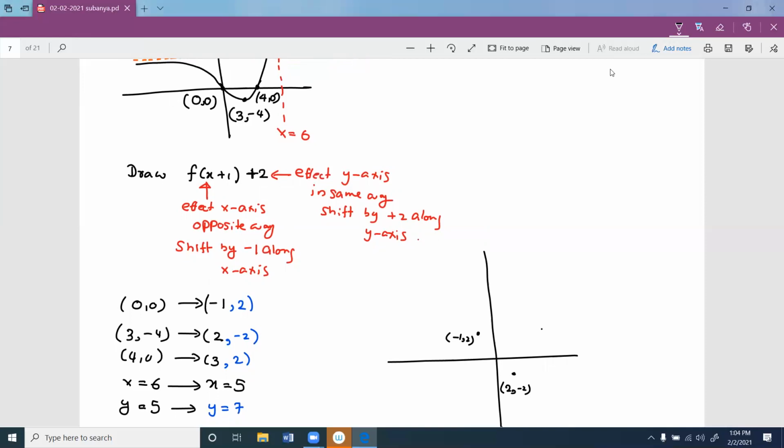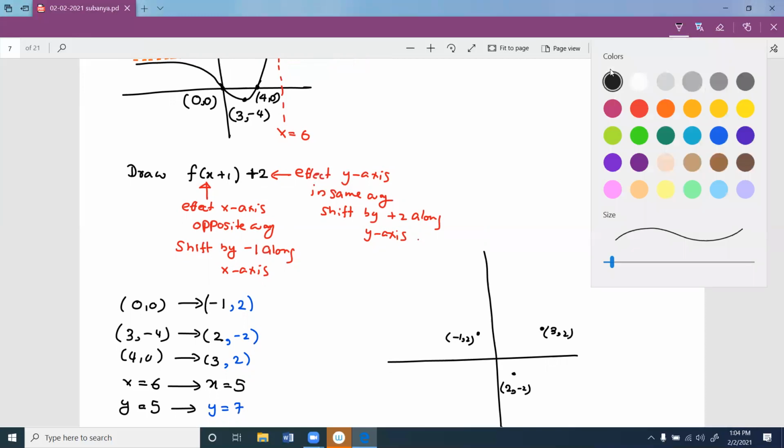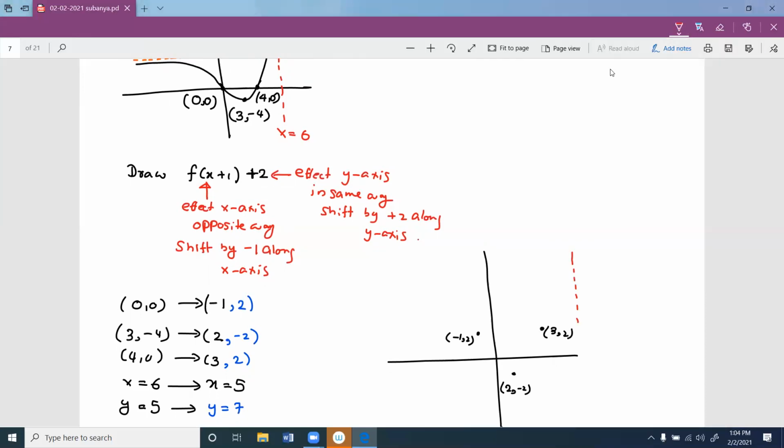It's parallel to this. 3, 2. Then the axes of asymptotes: x equals 5 comes like this. I'll choose the same color so it's clear. X equals 5 and y equals 7. For that, I have used a green yellow color. Y equals 7. Then you can just draw the graph like this. You can see a transformation somewhere like this.